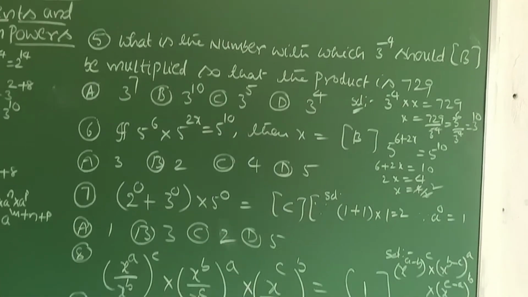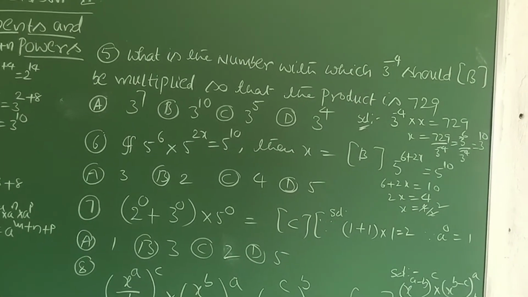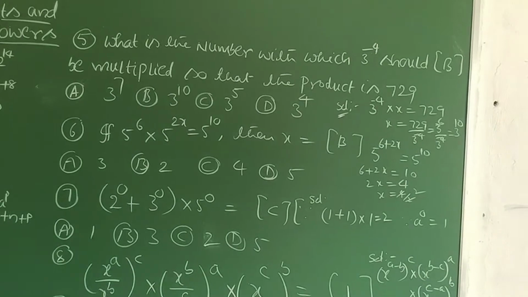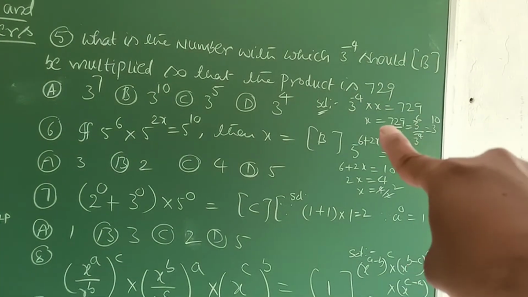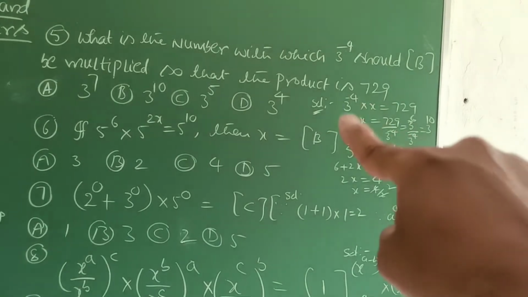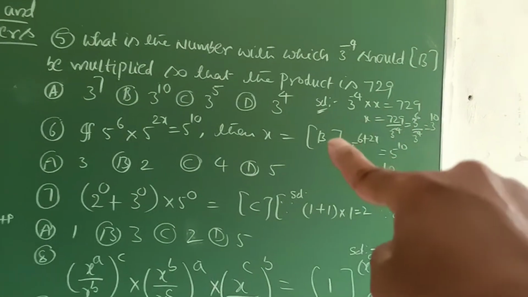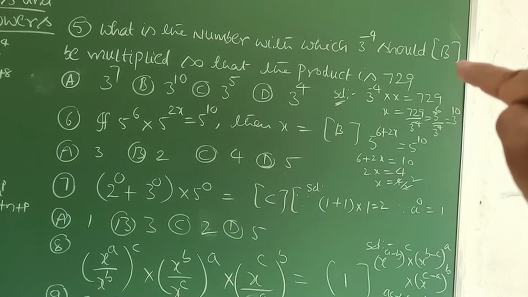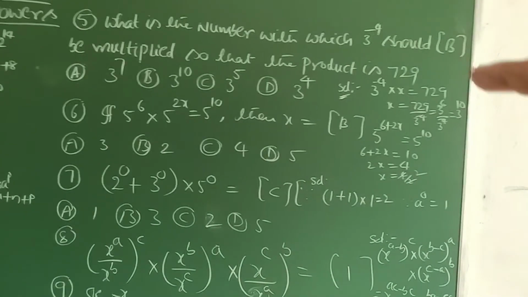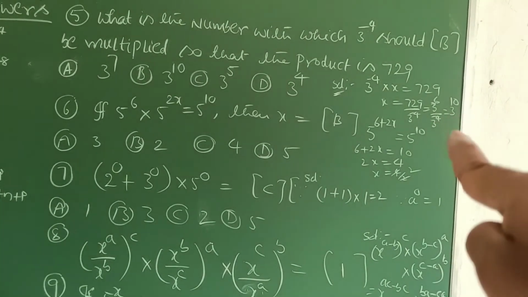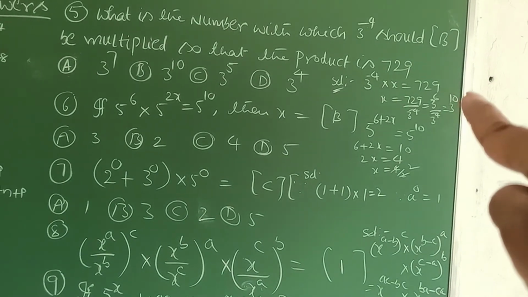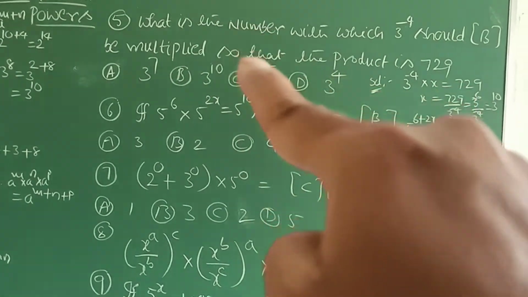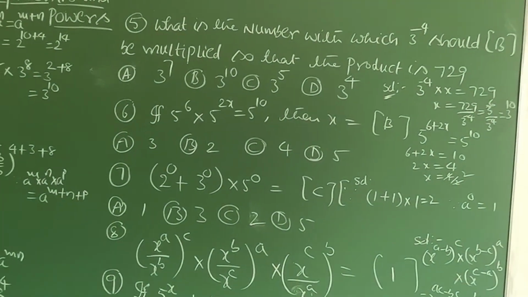What is the number with which 3 power minus 4 should be multiplied so that the product is 729? So here let x be the number with which 3 power minus 4 should be multiplied to get 729. So therefore 3 power minus 4 into x is equal to 729. X is equal to 729 by 3 power minus 4. 729 can be written as 3 power 6. 3 power 6 by 3 power minus 4. A power m by a power n is equal to a power m minus n. Therefore 3 power 6 minus of minus 4, 3 power 10. This number should be multiplied with 3 power 10 to get the product 729.